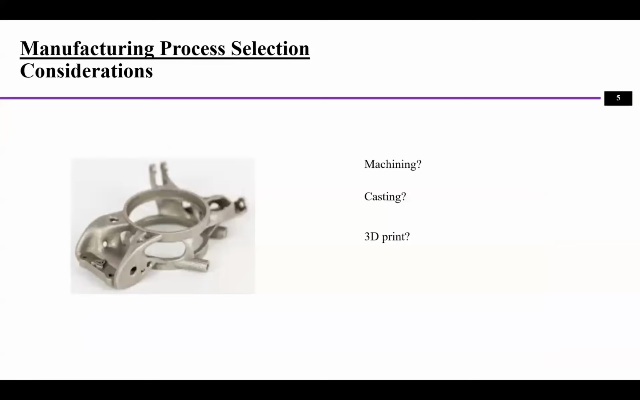And another consideration will be, for example, when we have the part, we have several processes to choose. We have machining, casting, or 3D printing. Suppose that they all can get into the same tolerance. Well, in this case, which process should we choose? Should it be machining or casting or 3D printing?